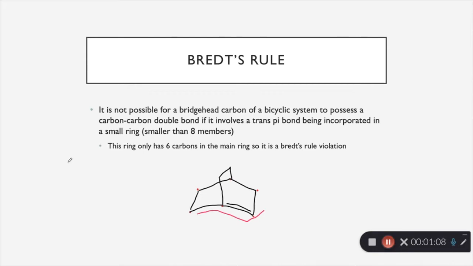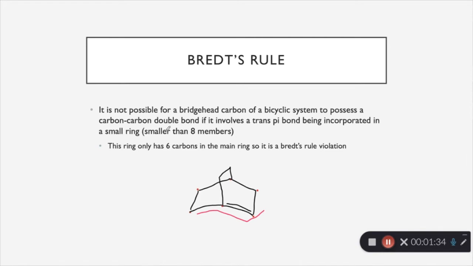Now we're going to talk a little bit about Bredt's Rule. The wording of this is confusing, but don't worry, we're going to go into it a little bit deeper so that you fully understand what this means. The definition of Bredt's Rule is that it is not possible for a bridgehead carbon of a bicyclic compound to possess a carbon-carbon double bond if it involves a trans pi bond being incorporated into a small ring.